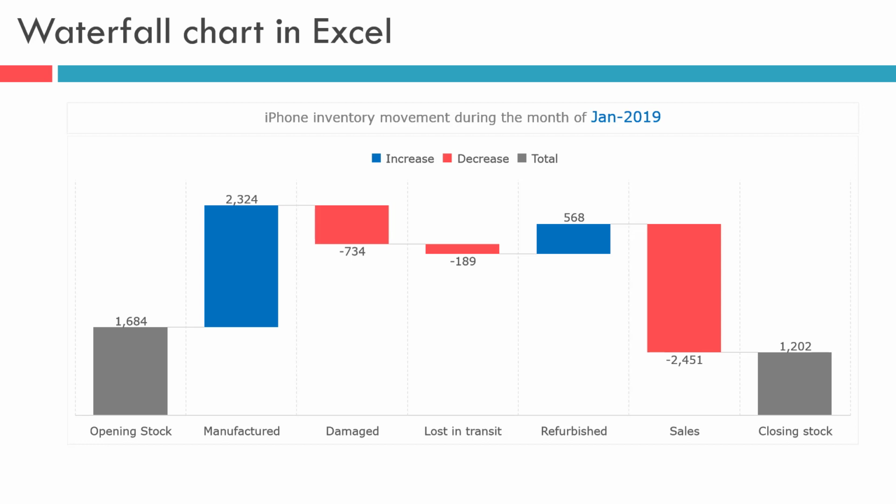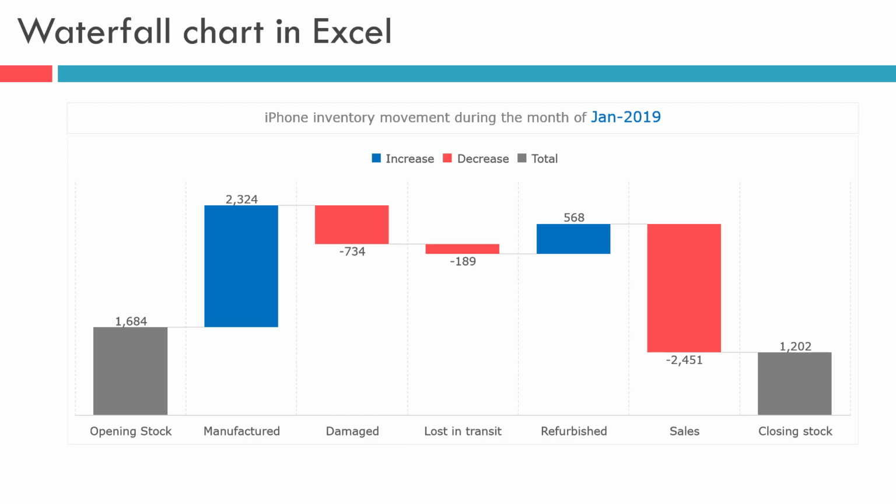To explain further, at the start of the period, there was a stock of 1684 units. Then 2324 units were manufactured and added to the inventory. This increase in stock is highlighted in blue color. However, due to mishandling, 734 units got damaged and needed to be scrapped. This decrease in stock is highlighted in red color.